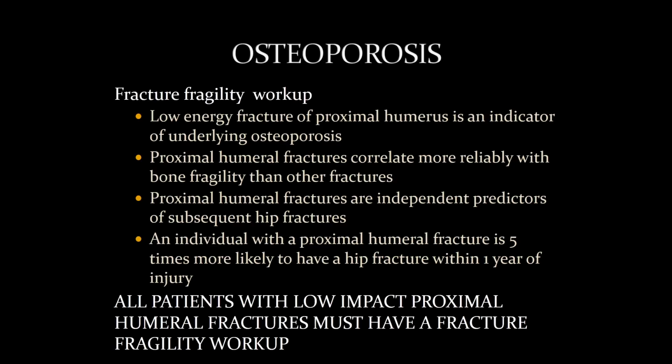So, when do we do a fracture fragility workup? If we have a low energy fracture of the proximal humerus, it's an indicator of underlying osteoporosis. Proximal humeral fractures correlate more reliably with bone fragility than other fractures, and they are independent predictors of subsequent hip fractures. In fact, an individual with a proximal humeral fracture is 5 times more likely to have a hip fracture within 1 year of the injury. So all patients with low-impact proximal humeral fractures must be referred on and have a fracture fragility workup for osteoporosis.